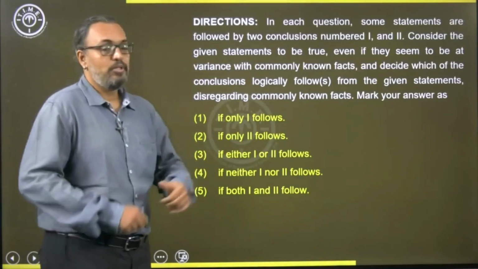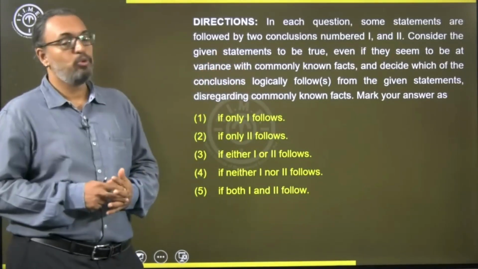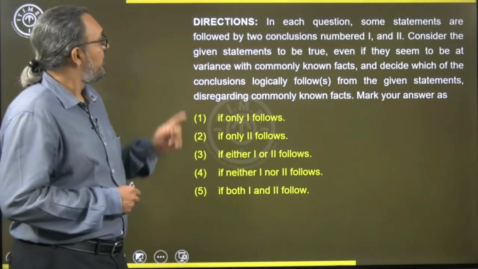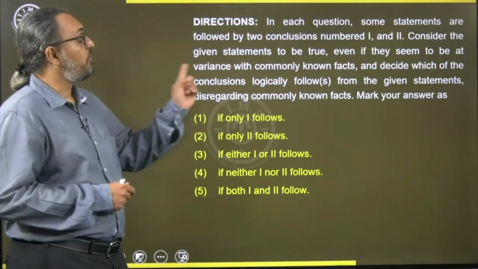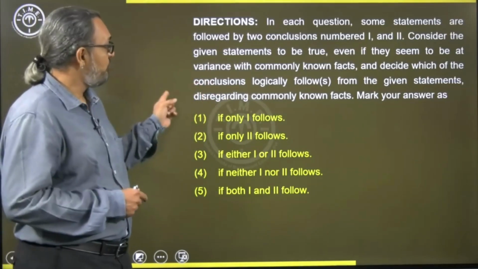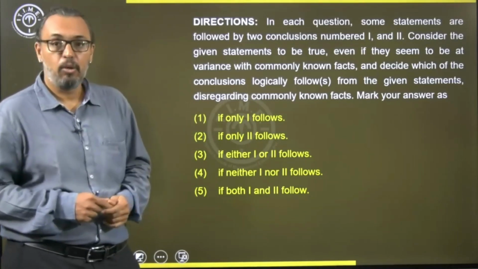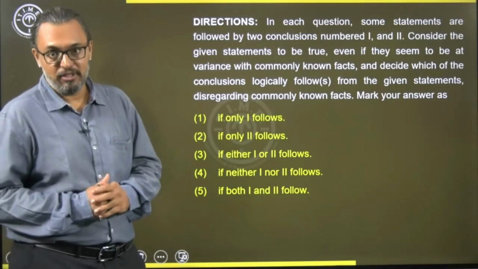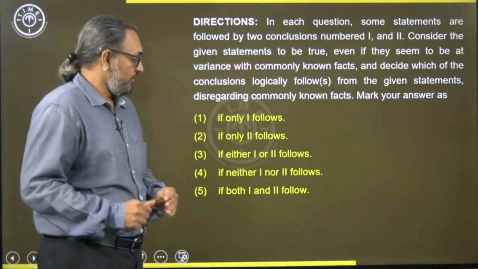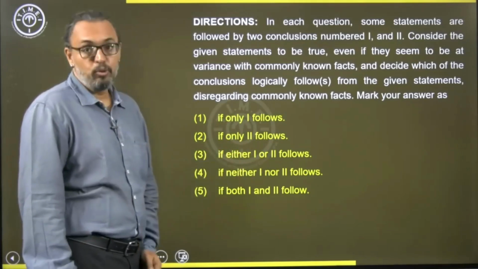Now coming to the directions, it says in each question some statements are followed by two conclusions numbered 1 and 2. Consider the given statements to be true even if they seem to be at variance with commonly known facts, and decide which of the conclusions logically follows from the given statements, disregarding the commonly known facts, and then mark your answer from the common options given here: only 1, only 2, either 1 or 2, neither 1 nor 2, and both 1 and 2.